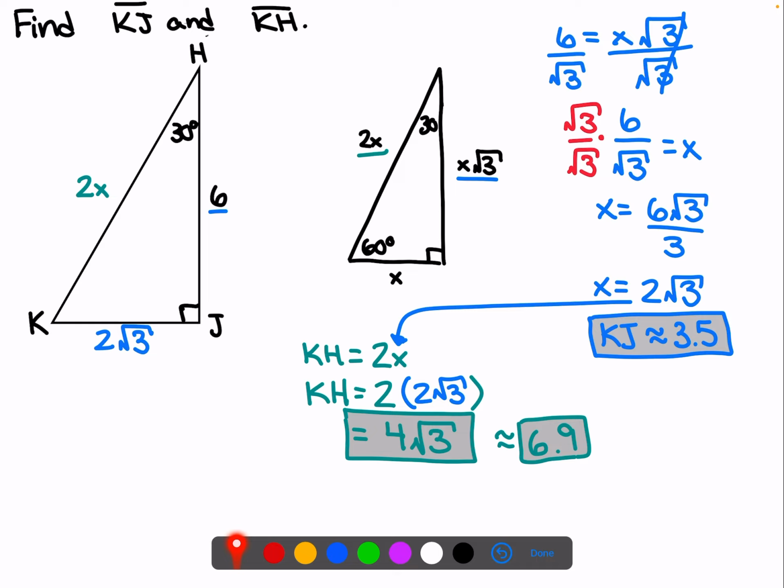Again, very slightly off with the decimal, so I'll be taking a look at that as you guys are working on your assignments. Just try and use the radicals throughout until the final answer, and then round those final answers to whatever they tell you.